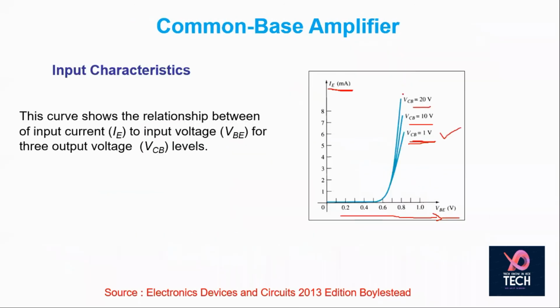Similarly, your collector base voltage is fixed, and you are changing the base emitter voltage. Suppose this is your P, and this is your N. You are applying a certain potential here. This is positive, this is negative, and here you are putting a voltmeter across this. Here you have an ammeter. What we are actually doing is varying this particular voltage.